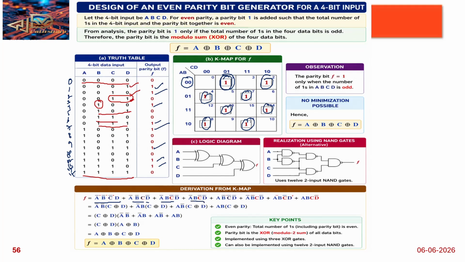And then fifth one, that is 7 means 0 triple 1. So 0 triple 1 means, A bar, B, C, D. 1 means A bar, B, C, D, right? That is here, written wrong maybe. A bar, B, C, D. This is A bar, there is no bars here. A bar, B, C, D.